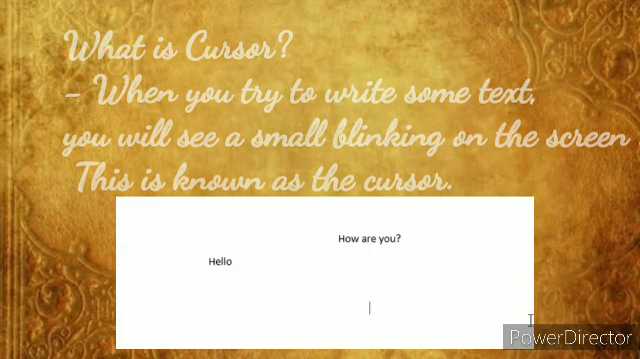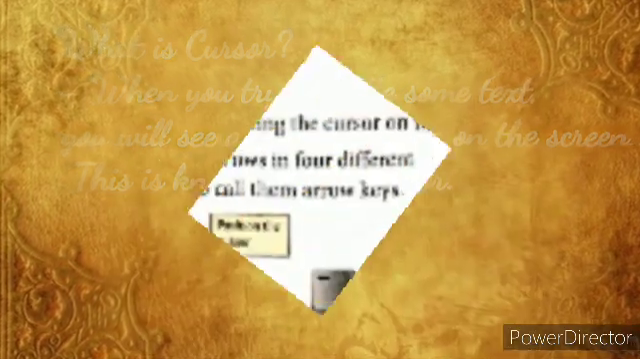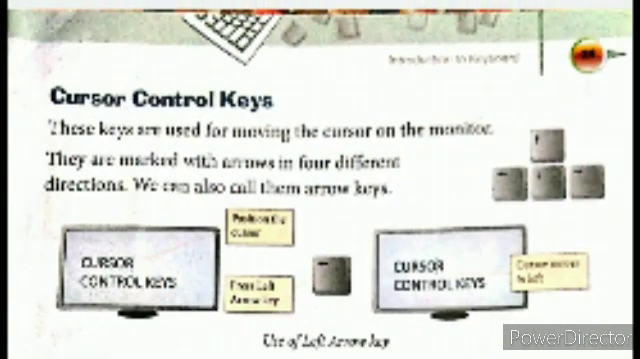Now we will see page number 29, cursor control keys. These keys are used for moving the cursor on the monitor. They are marked with arrow in 4 different directions. We can also call them arrow key. So children, you can see at the right side of your book there are 4 different arrow keys: left, right, upward and downward.